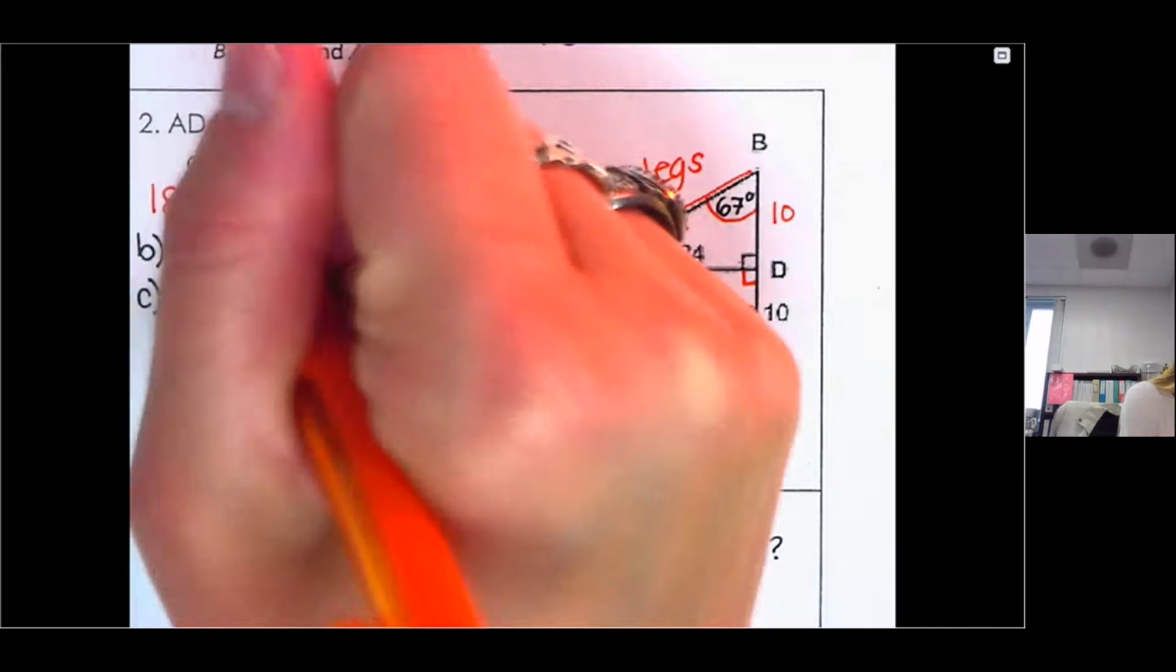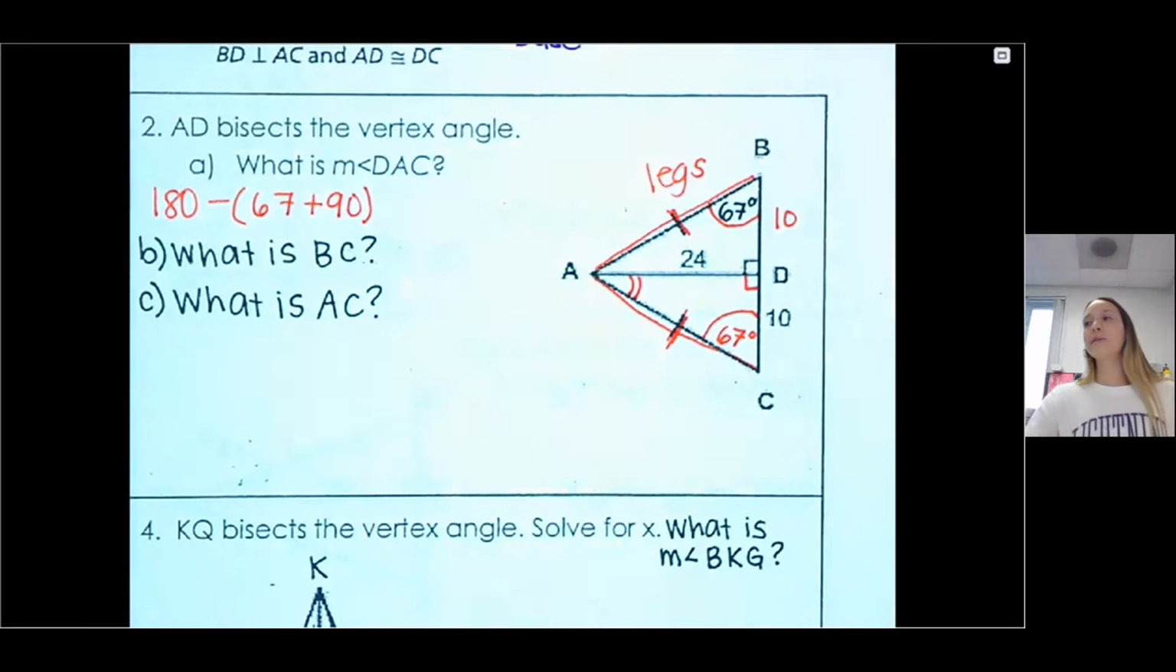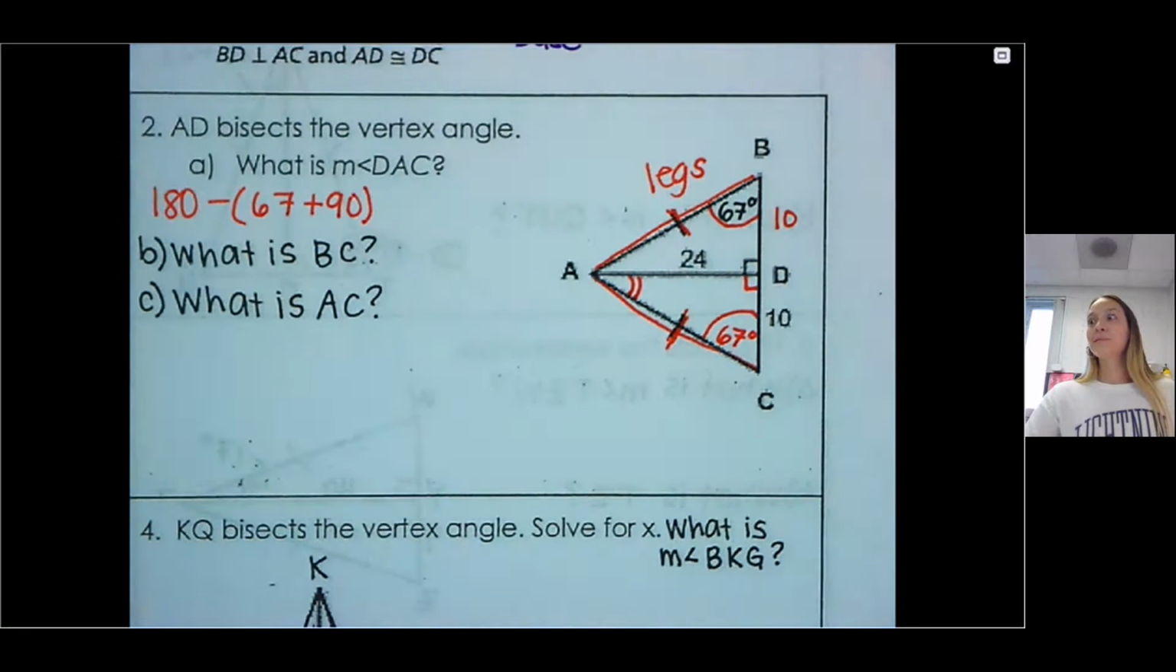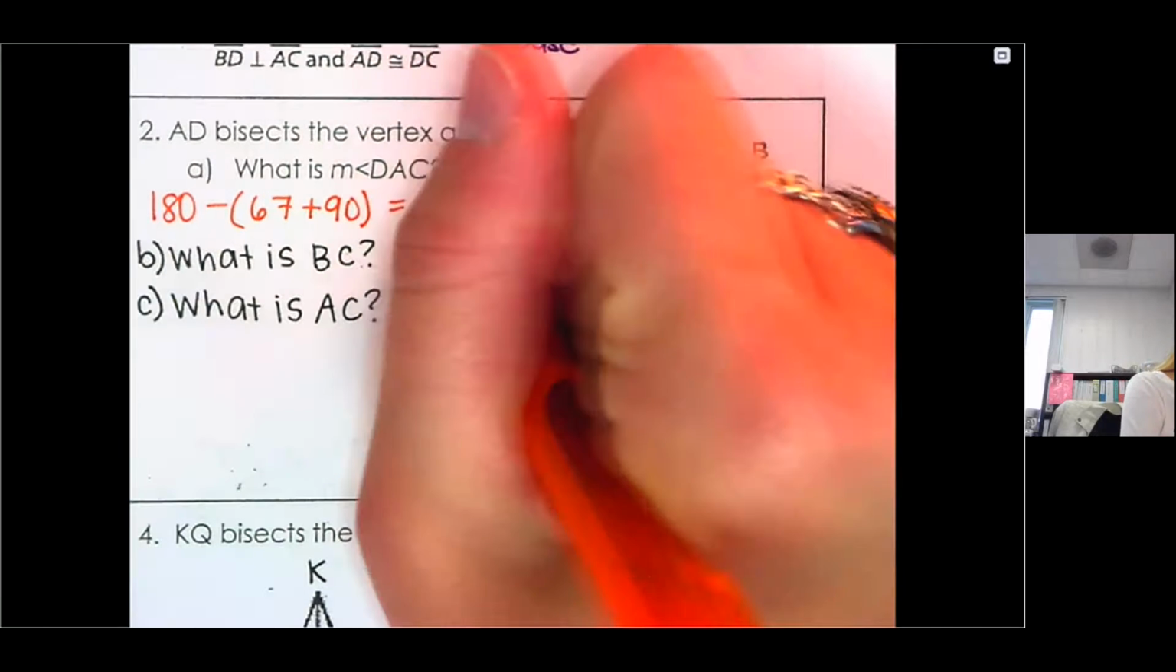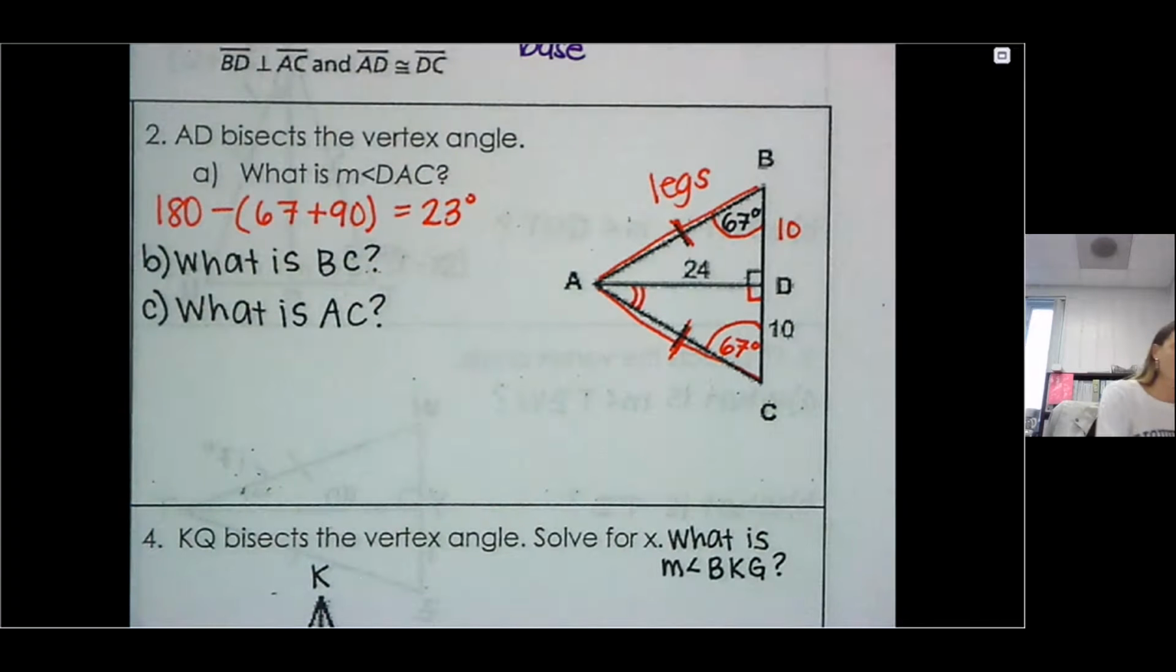180 minus 67 plus 90. So hopefully you're noticing we're kind of doing the same thing over and over and over again. All right, who can do that math for me? Tell me what you got. Chelsea, what'd you get? 23 degrees in total. Very nice. So that little tiny angle right there, DAC, is 23 degrees.